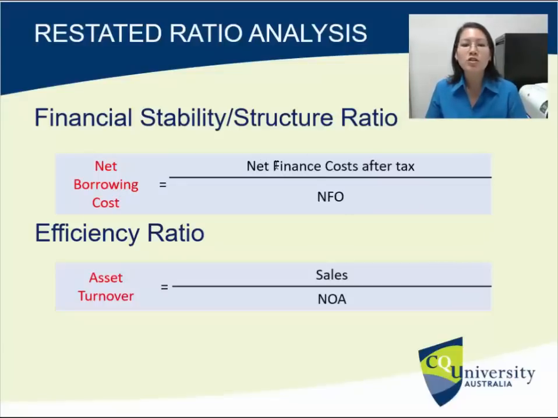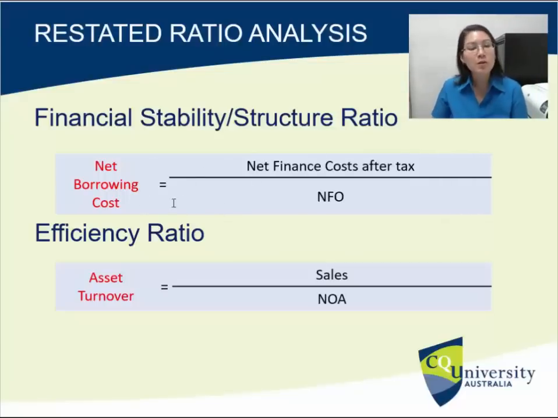So it says, what's your finance costs after tax, and what was your total borrowings, your net financial obligations, so NFO, from your restated balance sheet. So this was our net finance costs after tax, and this is divided by, so we're saying how much interest have we paid, how much did we borrow. So essentially it gives us an interest rate.